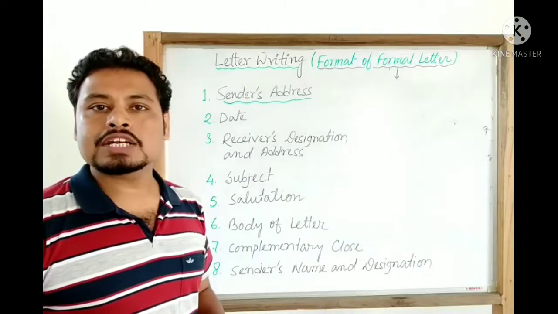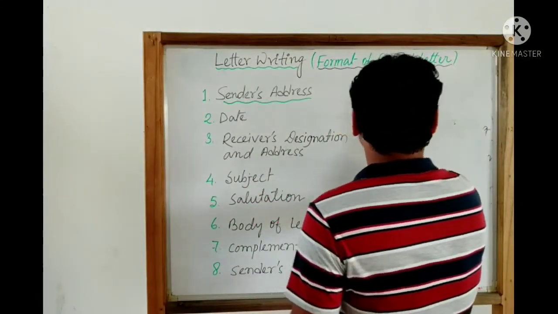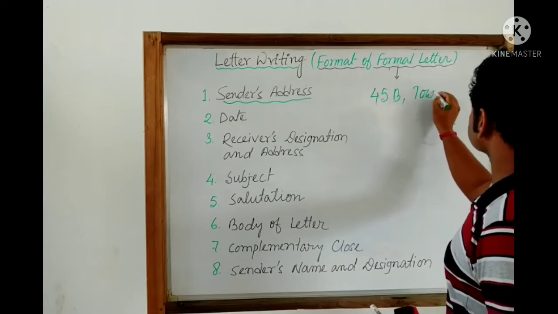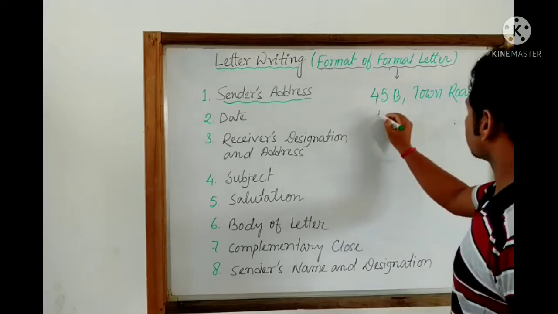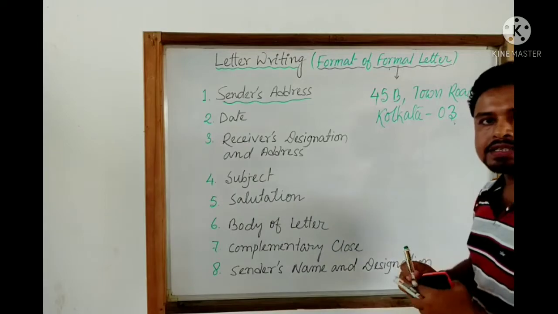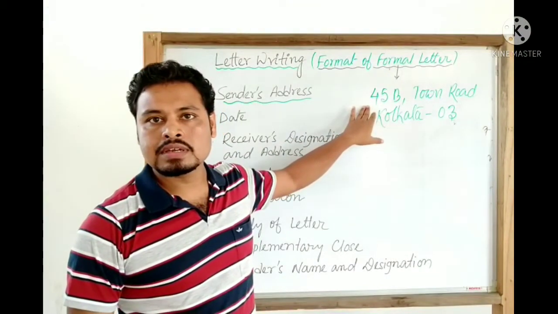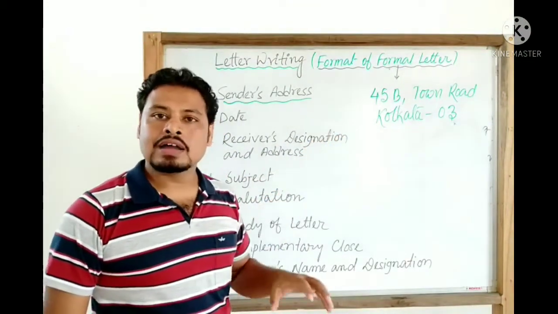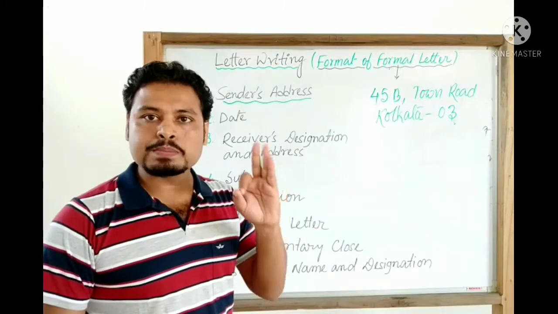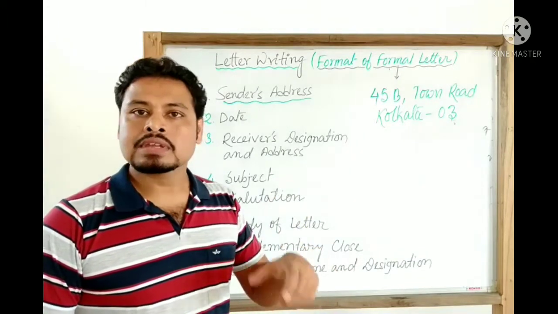But how to put the address? It should be like this. For example, let us say, 45B, Town Road, Kolkata, 03. That means the address should be brief. It should never be the address of correspondence that we generally write by putting all the details. It should be brief. Maybe the name of your street, the name of your locality, along with the pin code.